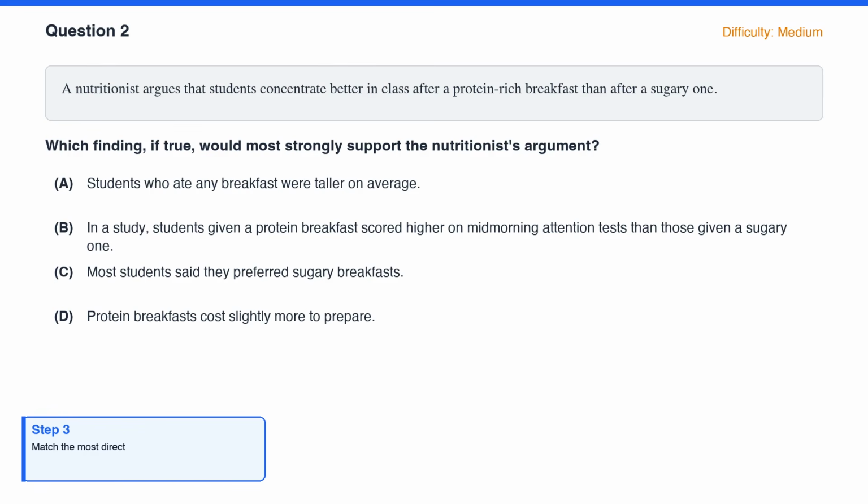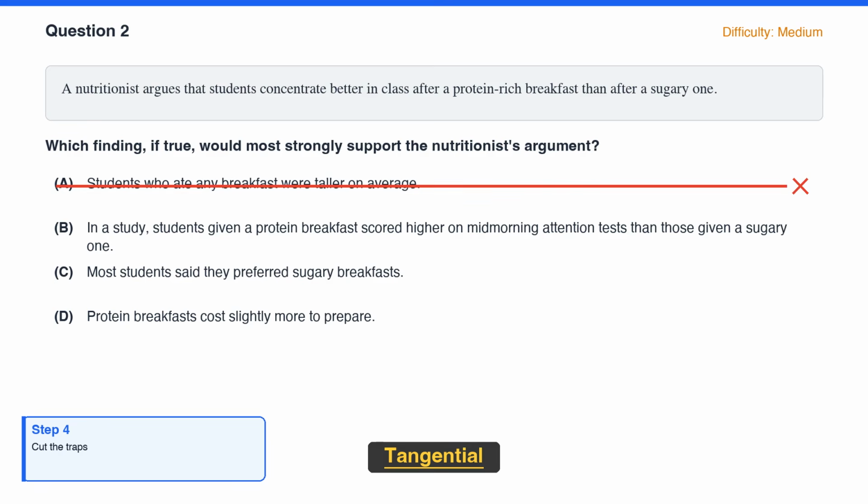Step 3. Match the most direct. I want an actual attention comparison, protein versus sugary. Step 4. Cut the traps. Choice A, students who ate breakfast were taller. Height has nothing to do with attention. Tangential. Cross it.